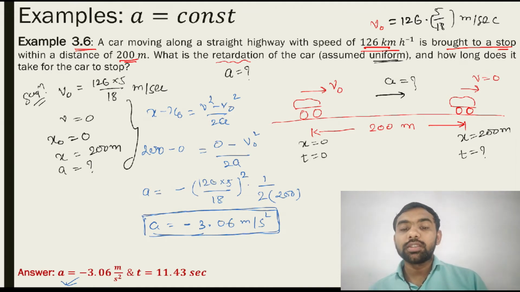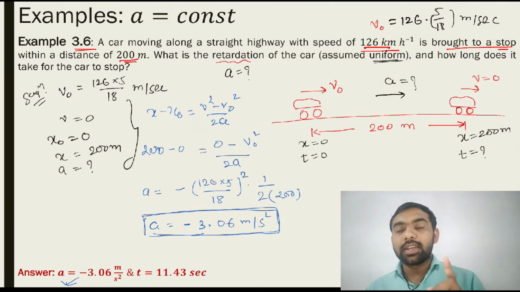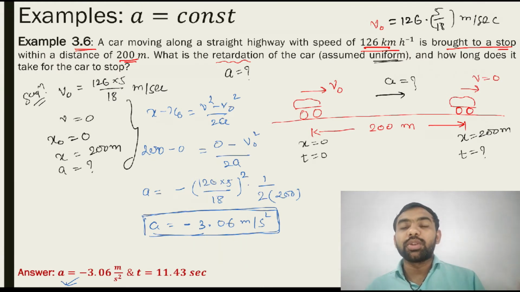See, this a is negative because whatever direction you choose, the acceleration is opposite to the velocity. Speed decreases from 126 km/h to 0, which means it is retardation, as we discussed in previous sessions. If speed decreases in accelerating motion, what does it mean? That is a retarding motion. If you consider this velocity is towards the right hand side, it means the acceleration is towards the left hand side. Okay, you must note this.